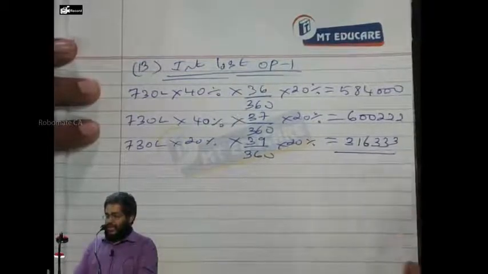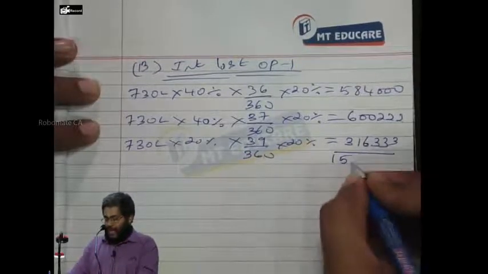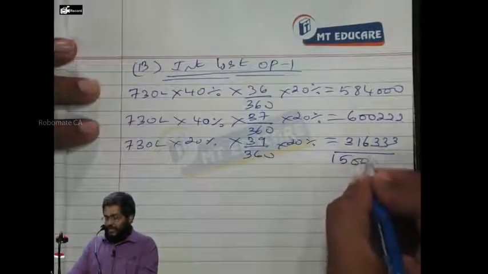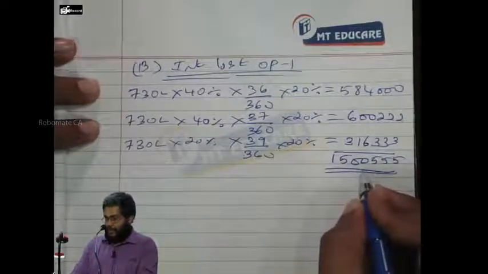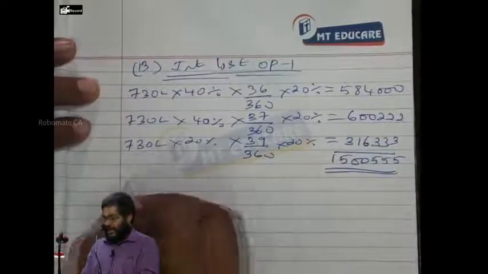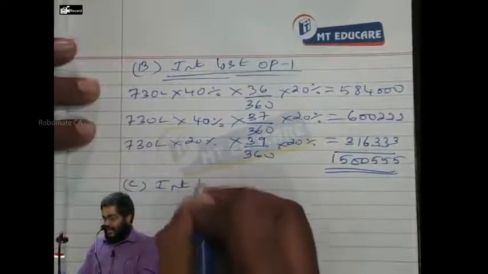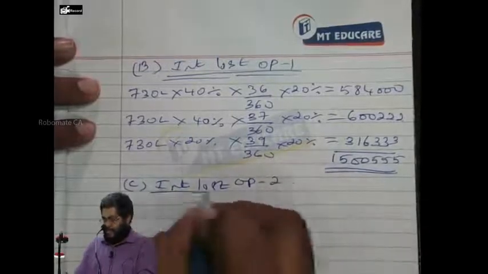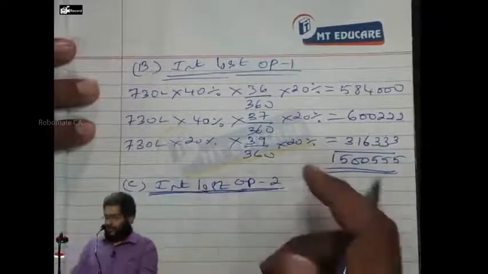316,333. If I total, what is the interest loss under option 1? Tell me the number here. 15 lakhs 555. 15,555. Now, next is what? Capital C. What is capital C? Interest lost, option 2.